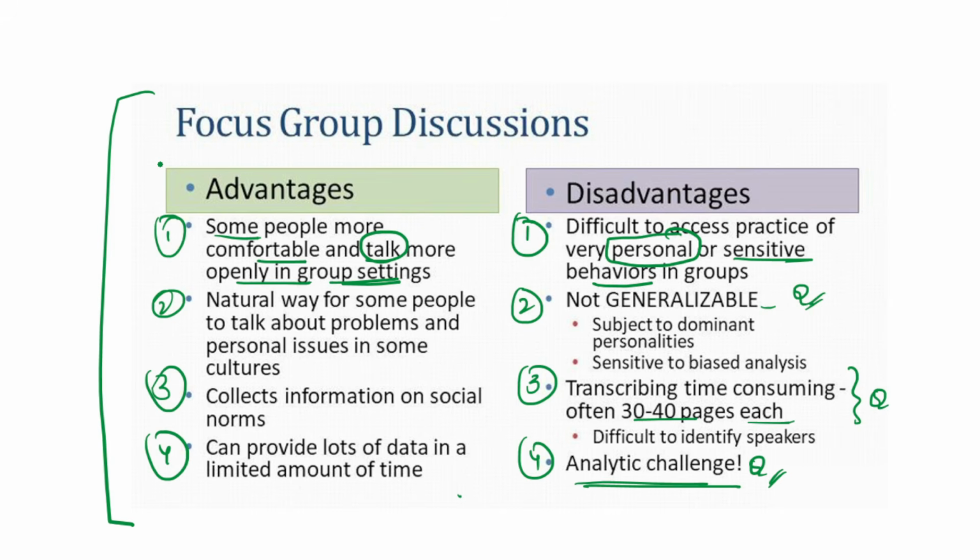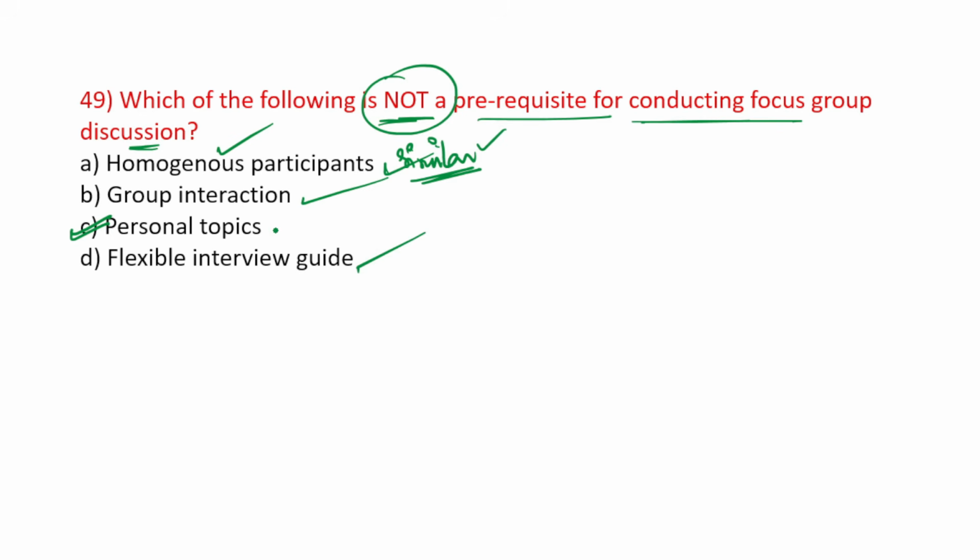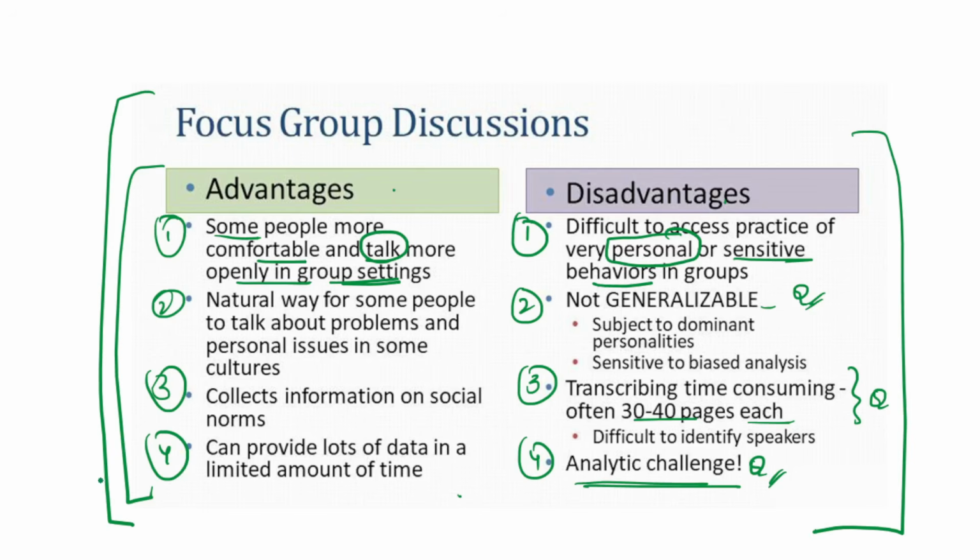These advantages can be framed as one question, disadvantages can be framed as one question, or they may do permutations and combinations from this chart, and they can ask anyway. So I request all the students to please become well versed with the advantages and disadvantages of focus group discussions. Please remember this question and also the answer for this question and this chart.